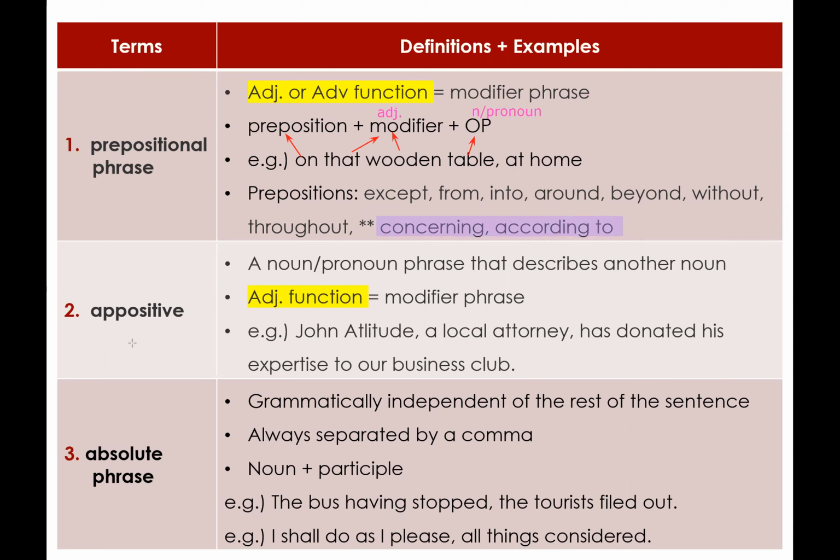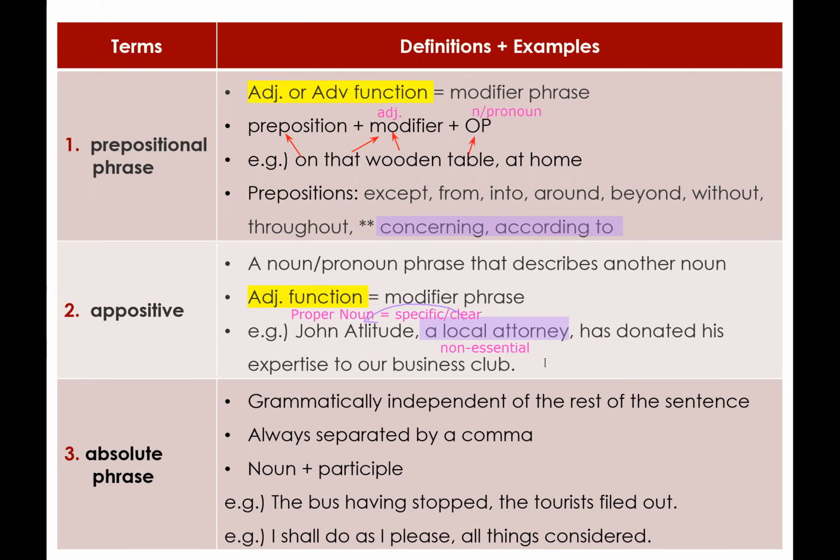And number two, we have an appositive, which is a noun or pronoun phrase that describes another noun. So that means it is adjective function. For example, John Atlitude, a local attorney, has donated his expertise to our business club. So we can see local attorney. This is an appositive modifying John Atlitude. And this is non-essential because we have those inserter commas enclosing this appositive. If you're wondering why it's non-essential, it's because John Atlitude is a proper noun. It's a person and it's very specific. It's very clear who we are referring to. So that's why the appositive is non-essential.